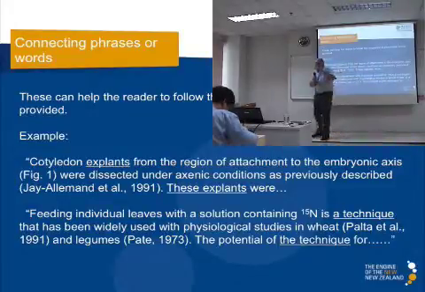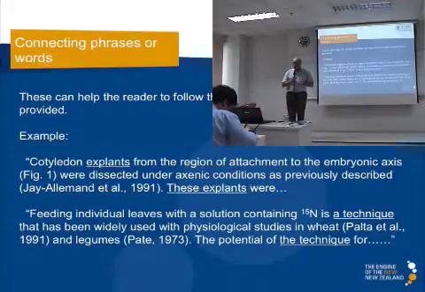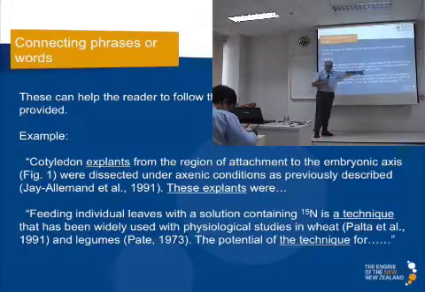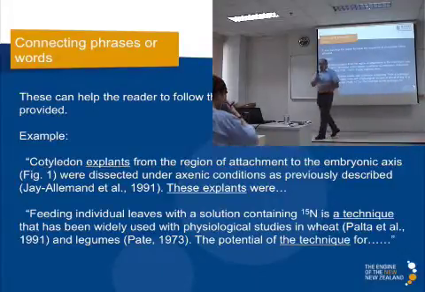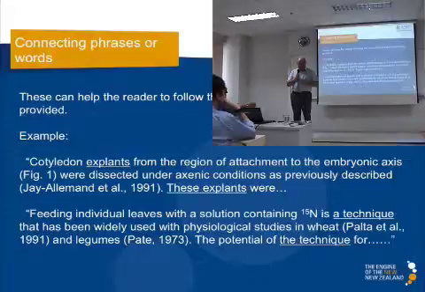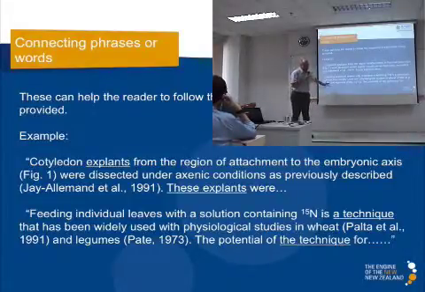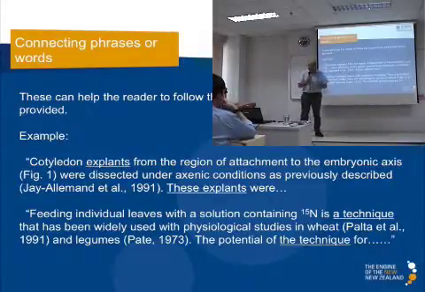So you're using connecting phrases from one sentence to the other to help the reader flow through the logic of the information that you're presenting. So they know here you're still talking about explants. They know here that you're picking up on the technique. Don't say "it." If it is the technique, say the technique. You're reinforcing the fact that you're still talking about the technique, or still talking about, in this case, the explants.